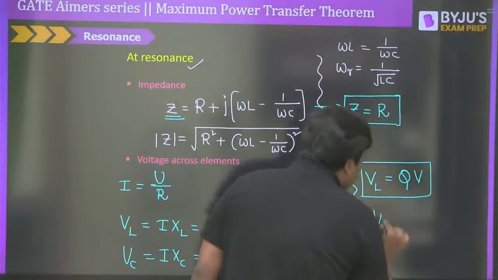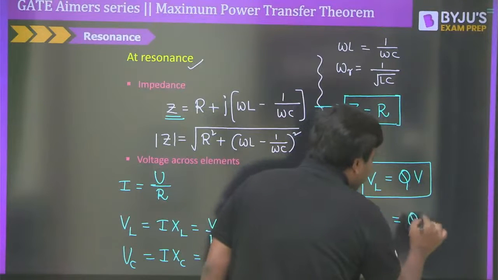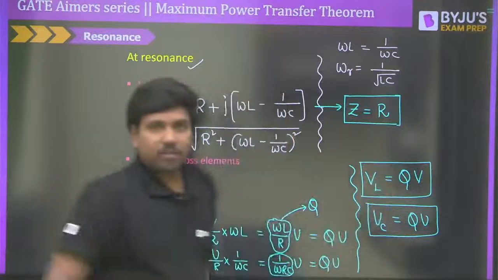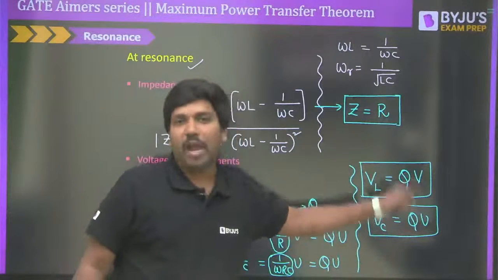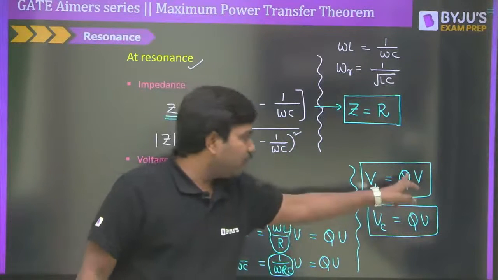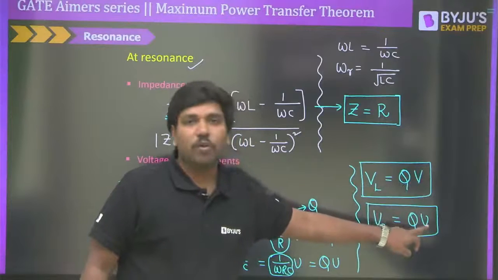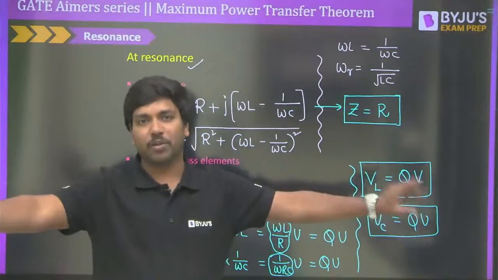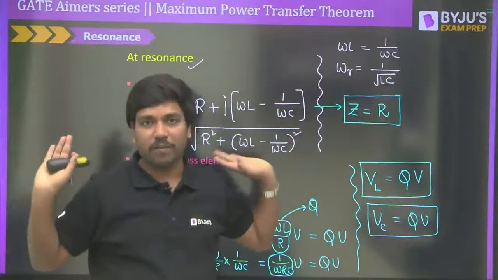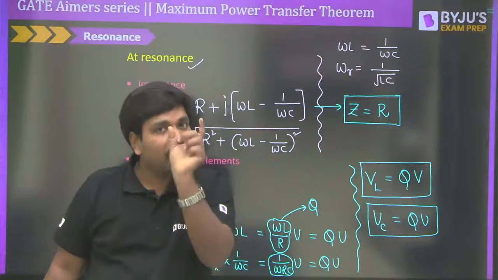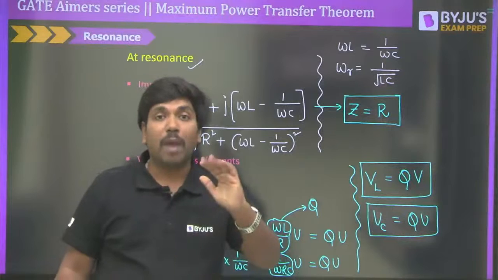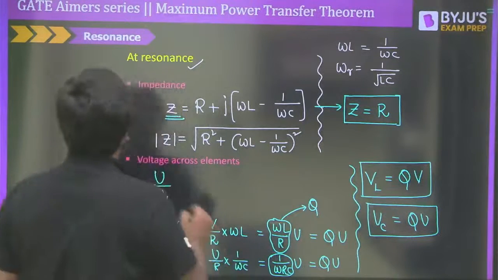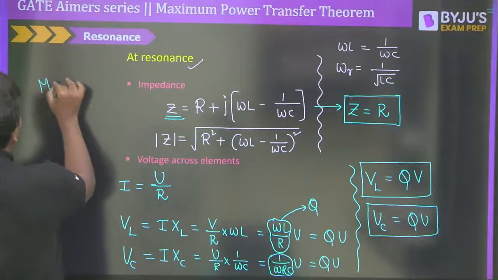At the same time, the magnitude of the voltage across the capacitor also will become Q times the applied voltage, right? However, the phase will be anti. Phase will be anti means here we are going to have positive phase, here we are going to have equal negative phase. But when you consider the total voltage in the circuit, that remains as the supply voltage. But when you look at the voltage across the inductor, you will have a magnified form of the voltage. That's why the series resonance circuit is called a magnifier.